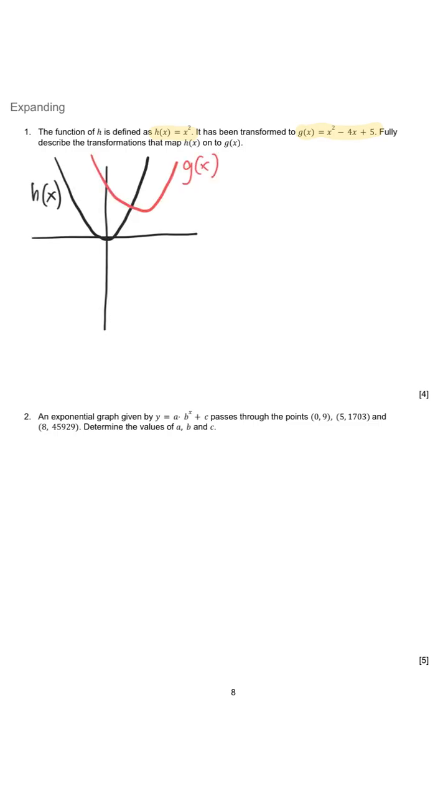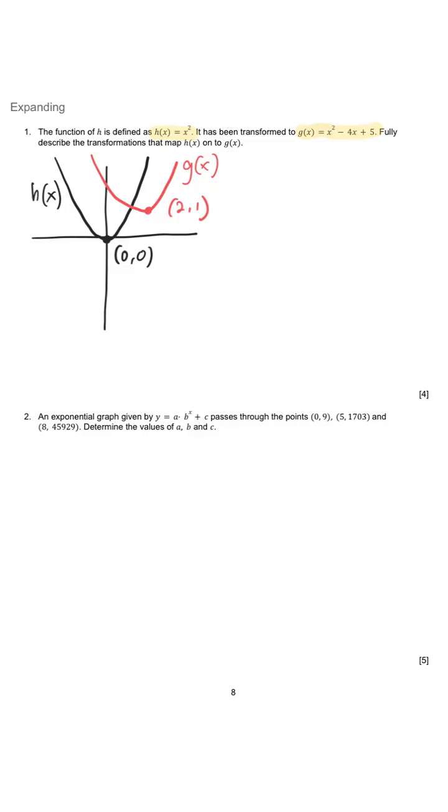This is what I get from my GDC. The minimum point for h(x) is (0, 0), and the minimum point for the other one is (2, 1). So from these two, you can see there are two movements or transformations, from (0, 0) to (2, 1).